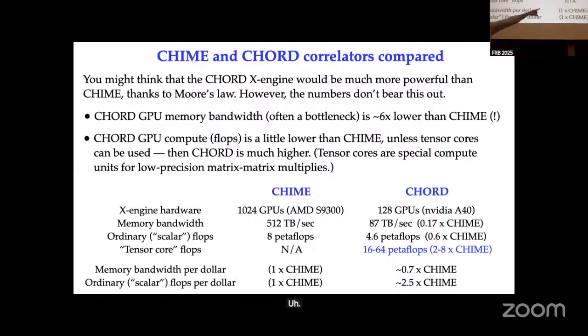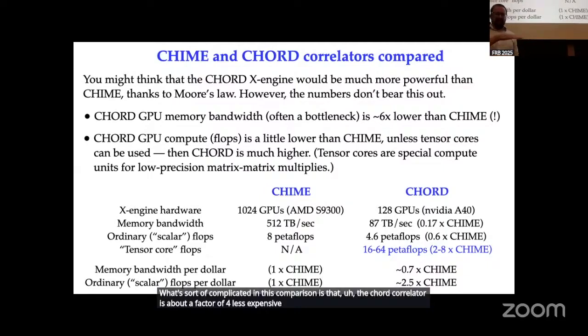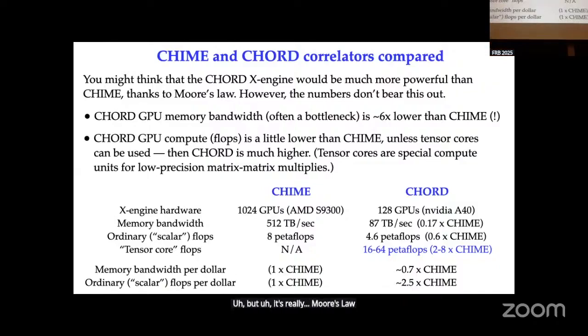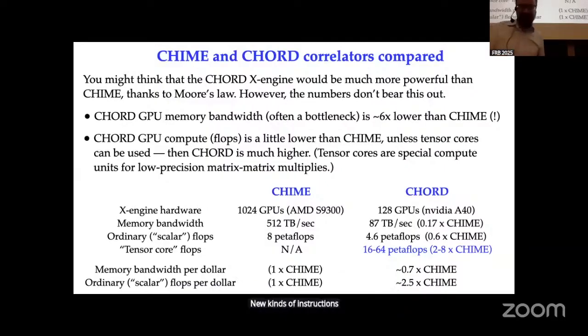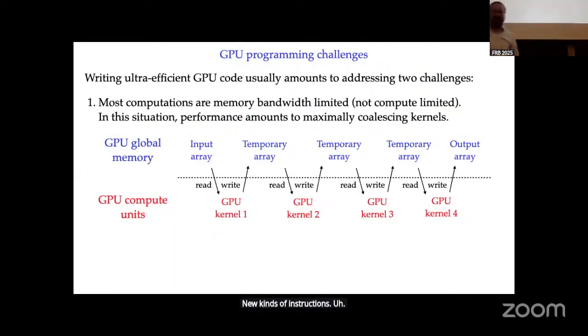What's complicating this comparison is that the CHORD correlator is about a factor of 4 less expensive. But even if you compare memory bandwidth per dollar or ordinary non-tensor flops per dollar, you can see that Moore's law has kind of stopped. Those numbers are pretty flat. But Moore's law always finds a way. It's just not the way you expect. We're getting speedups nowadays through new kinds of instructions and new ways of writing code.